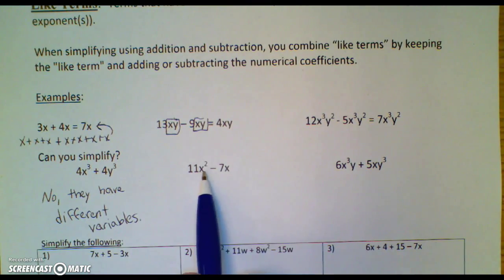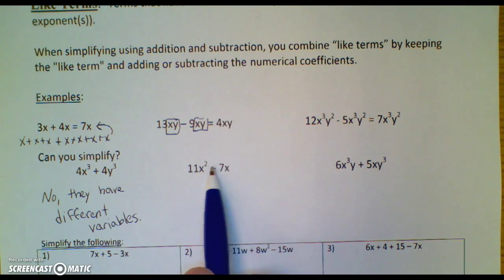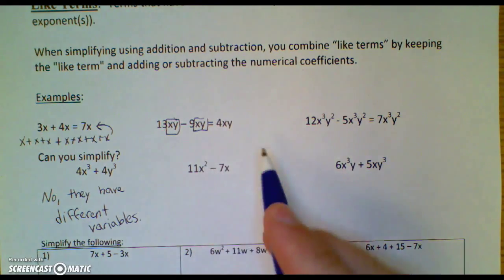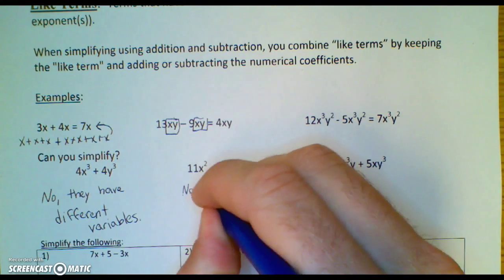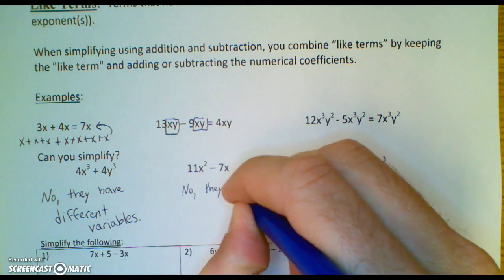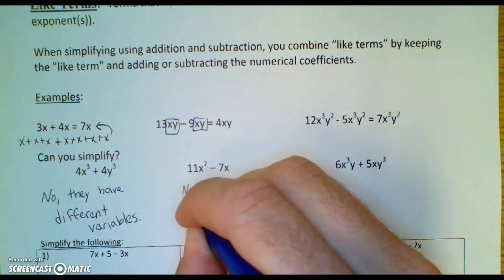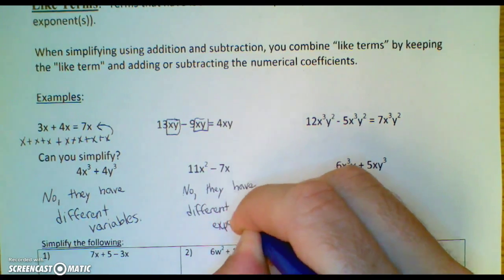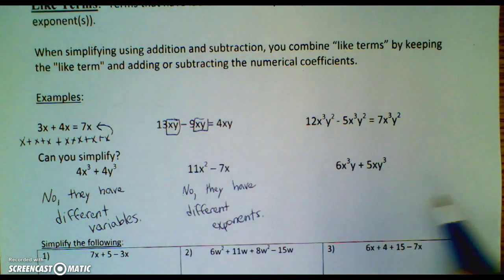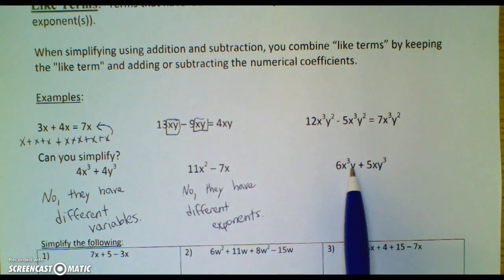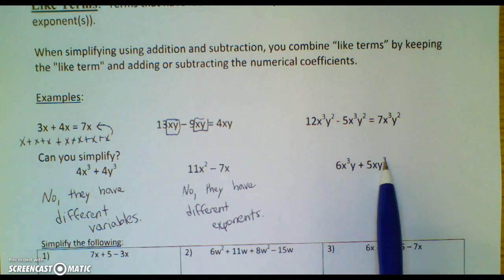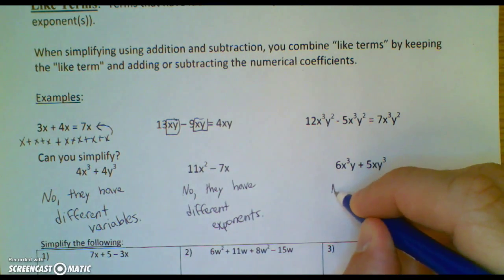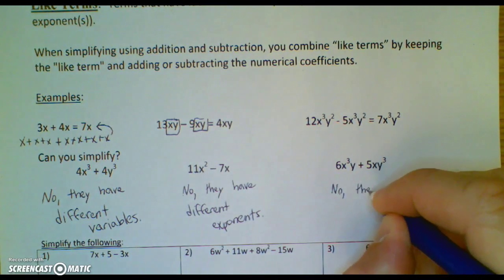In this problem, they each have the same variable, but there are different exponents. I can't subtract these because they have to have the same exponent. So again, no. This time they have different exponents. And finally, in this one, I see the same variables, xy and xy, but the third power is on x in this problem, and the third power is on y in this problem. So no, these are not the same, so you cannot simplify them.